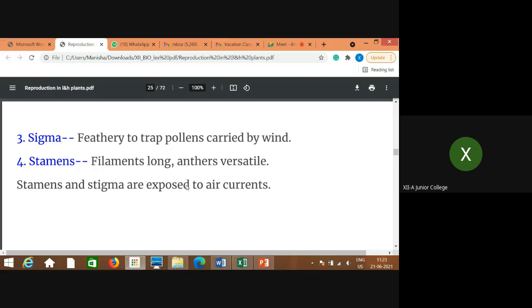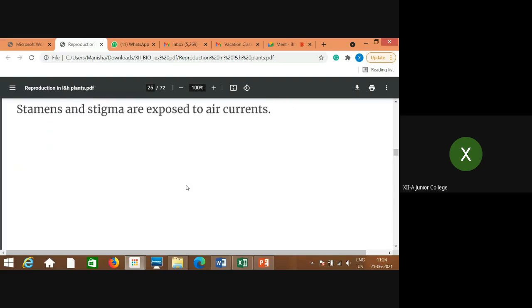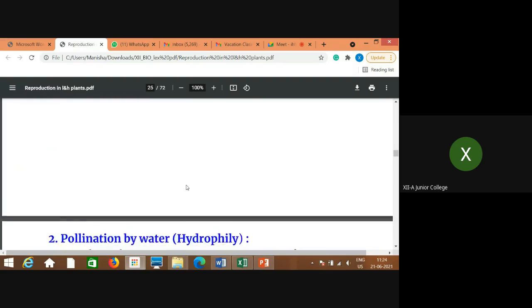So stamens and stigma are exposed to air currents. So it becomes easier for the plant, with the help of these air currents, that pollen grains can be easily transferred and taken away. So these are the adaptations seen in wind-pollinated flowers. It's very important. Remember, listen.